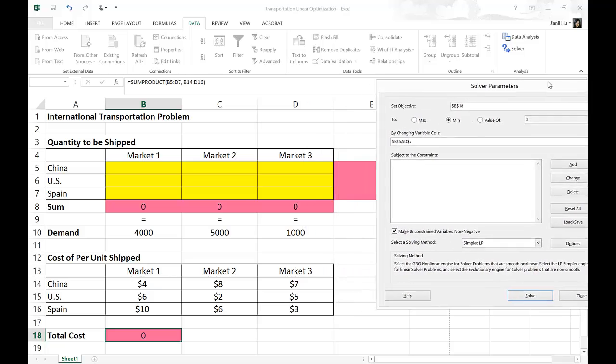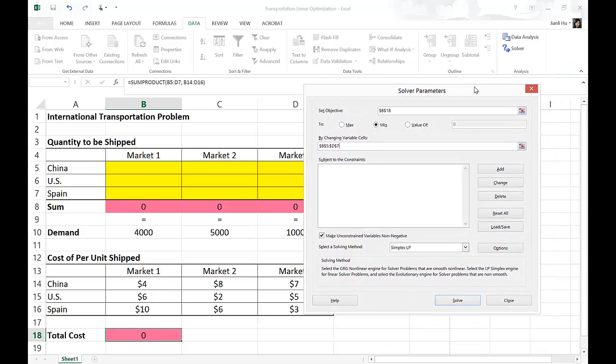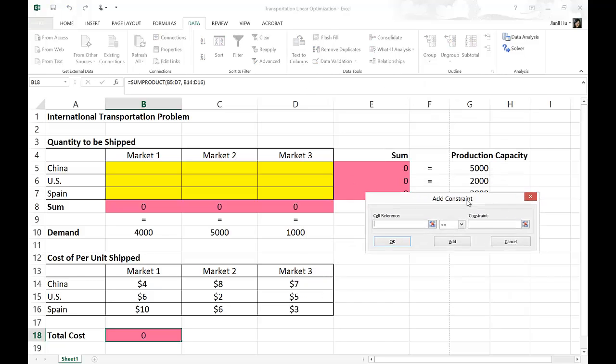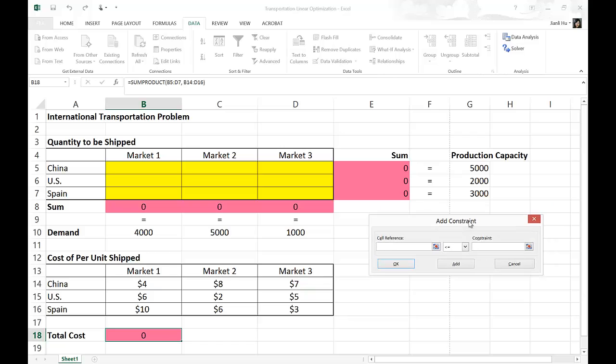The constraints are actually quite straightforward. If we click Add, now I'm going to show you how to enter the constraints here. You can enter them one by one, or you can enter them as a group. Today I'm going to show you how to enter them as a group, because the setup of this type of problem is actually pretty consistent. Entering as a group can save us a lot of time.